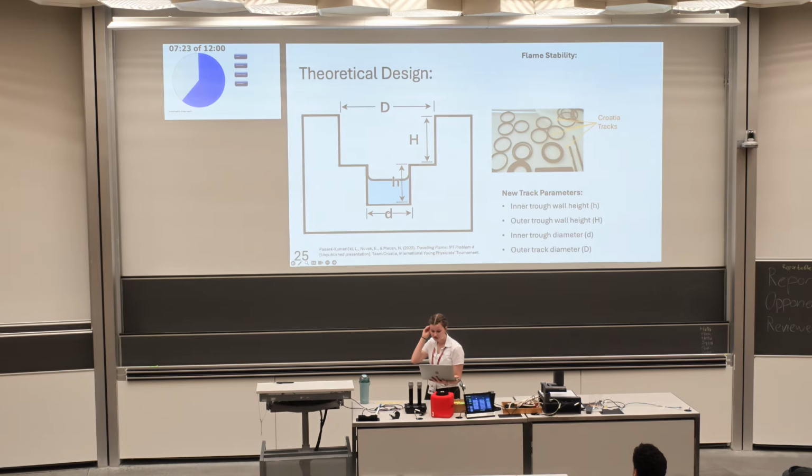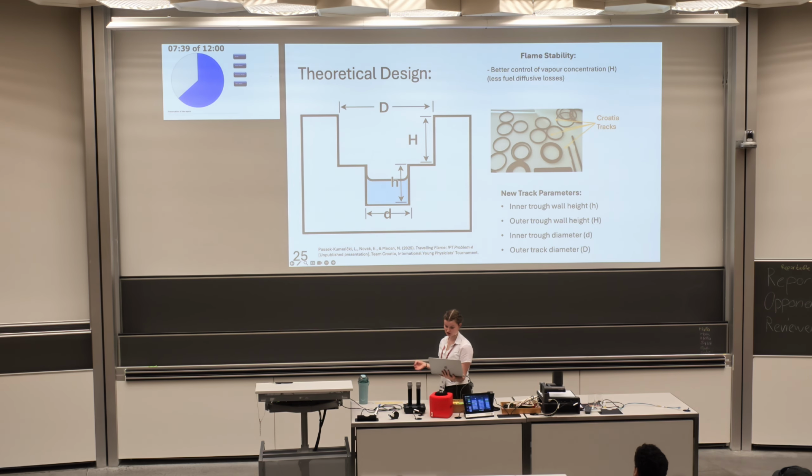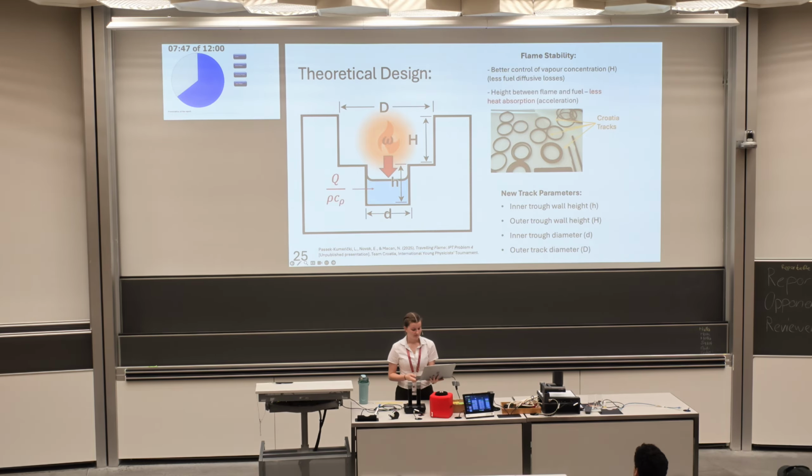After their experimentation, the Croatia IPT team proposed a theoretical design that would hypothetically give us better control of vapor confinement, and so increases the fuel-flame separation distance, such that less heat is absorbed into the fuel in the track. Thus, the thermal feedback loop is reduced. I then designed and 3D printed the tracks, adjusting parameters to optimize the flame life, as done before.